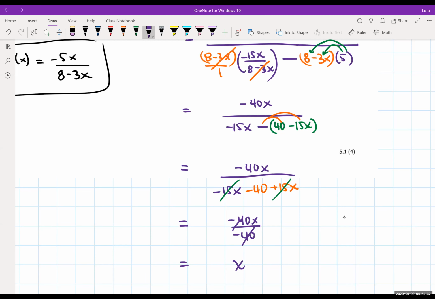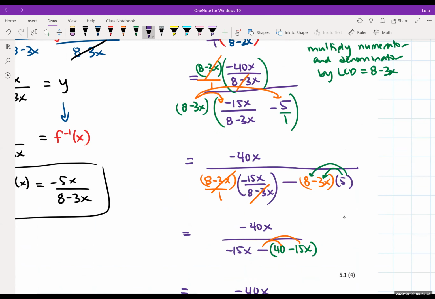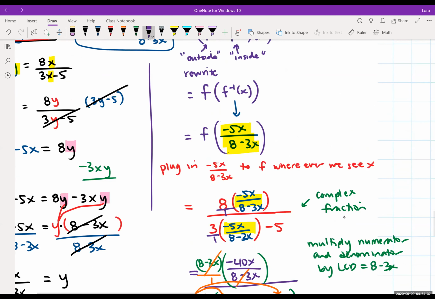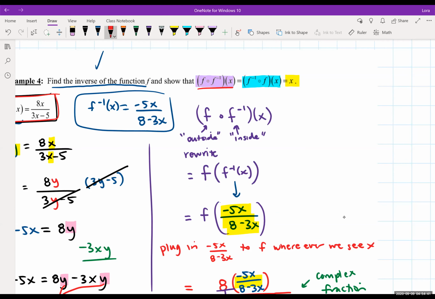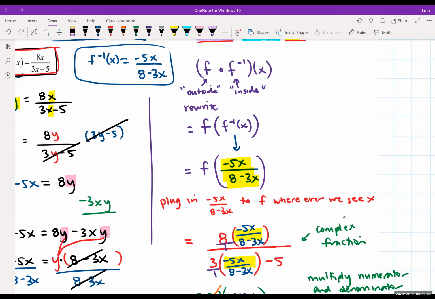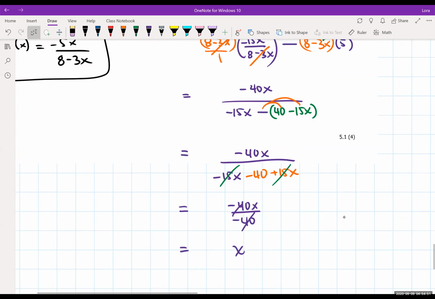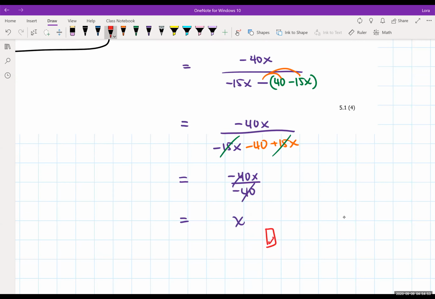So what does that mean? We have just shown that f of f inverse x equals x. So you started off with f of f inverse x, and you ended up with the x. So that's part of your proof. So just so that we know, f of f inverse x equals x. That's one of it.